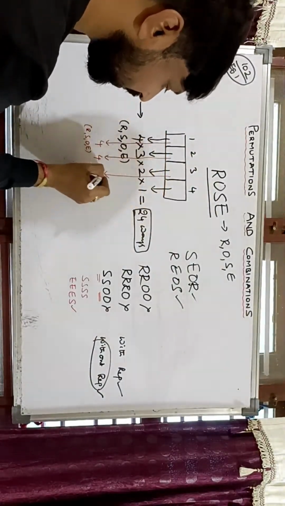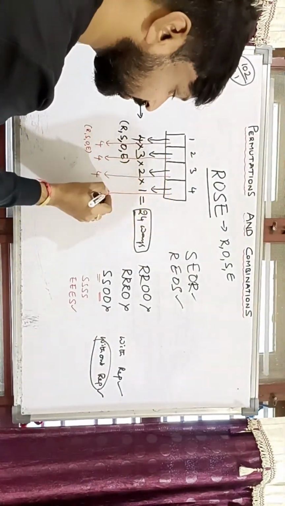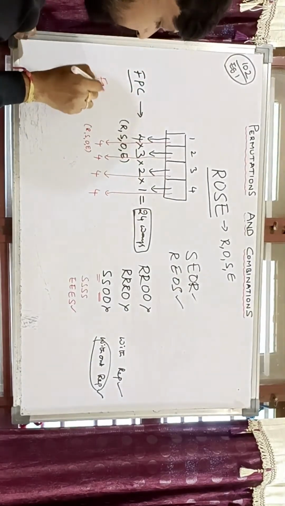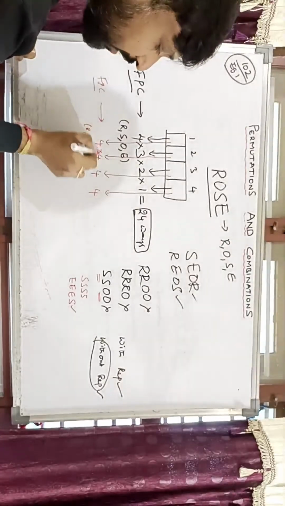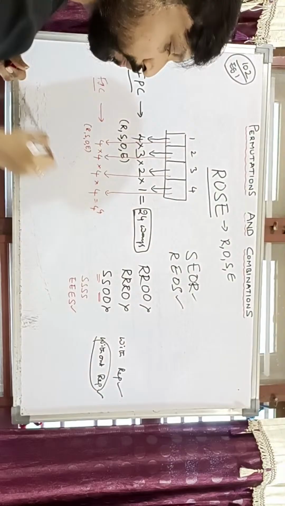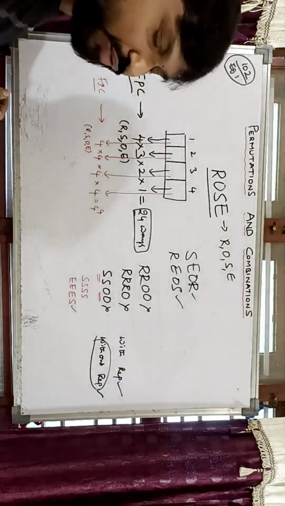Then the third one is also 4 different ways, and the fourth one is also 4 different ways. Then according to the fundamental principle of counting, the total number of occurrences is 4 into 4 into 4 into 4, that is equal to 4 power 4. That is your final answer, friends.